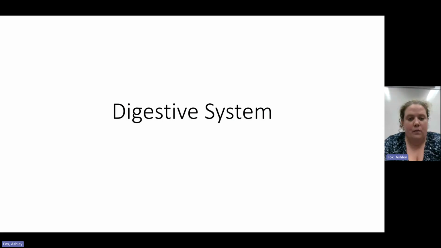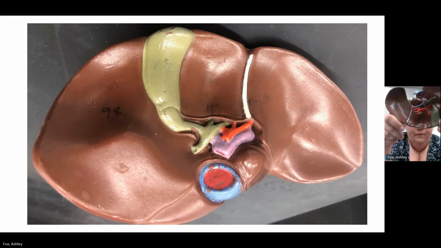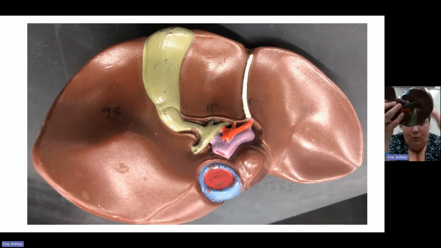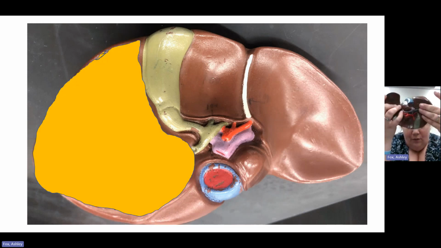So in this video, I'm going to finish the digestive system, going over the models with you. First, looking at the liver here, what you can see is there are four lobes of the liver. There's one on this side, one on this side, one right here, and then one up here.